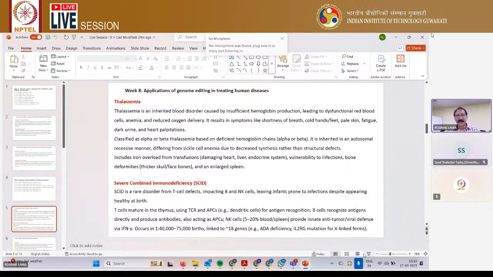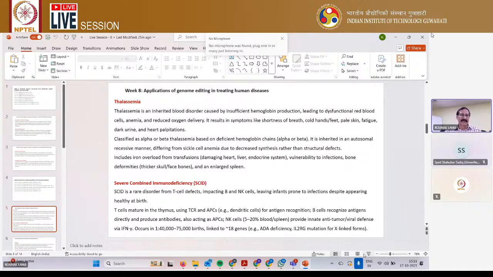It is inherited in an autosomal recessive manner, differing from sickle cell anemia due to decreased synthesis rather than structural defects. Complications include iron overload from transfusions, which damages the heart, liver, and endocrine system, vulnerability to infections, bone deformities, a thicker skull, face bones, and an enlarged spleen.